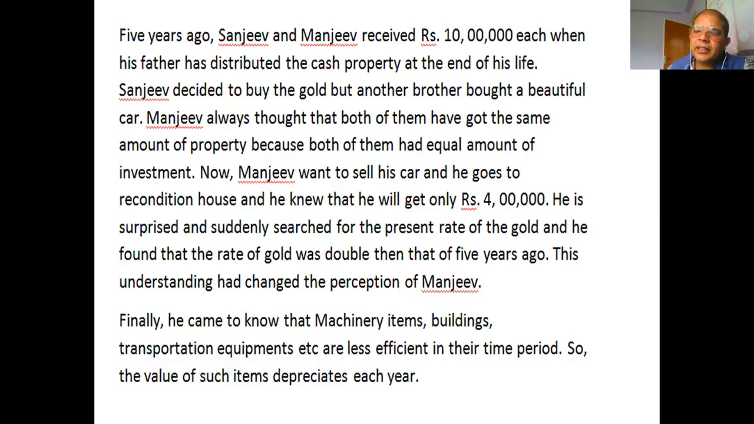Then he suddenly thought of his brother's amount. Then he searched the rate of gold at the same time. Then he found that the rate of gold had doubled. That means his brother has 20 lakh. This understanding changed the perception of Manjeev. Manjeev has only 4 lakh, but his brother has 20 lakh. His perception changed because his brother has many times his capital.